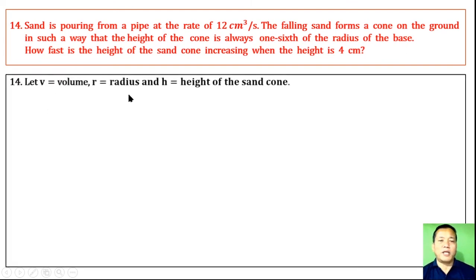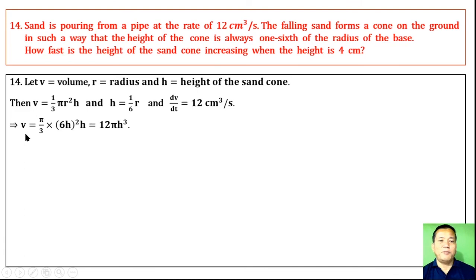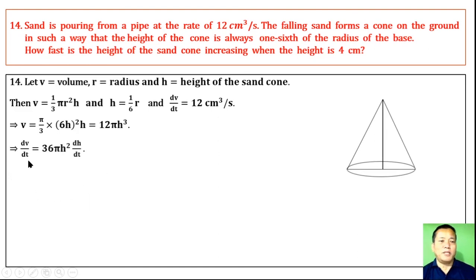Let V be volume, r radius and h height of the sand cone. Then V equals 1 by 3 pi r square h, and h is 1 by 6 times of r. dV by dt is 12 centimeter cube per second. This implies V is 4 by 3 pi, 6h square into h, that is 12 pi h cube. Now V is a function of h only. Therefore, dV by dt is 36 pi h square into dh by dt.